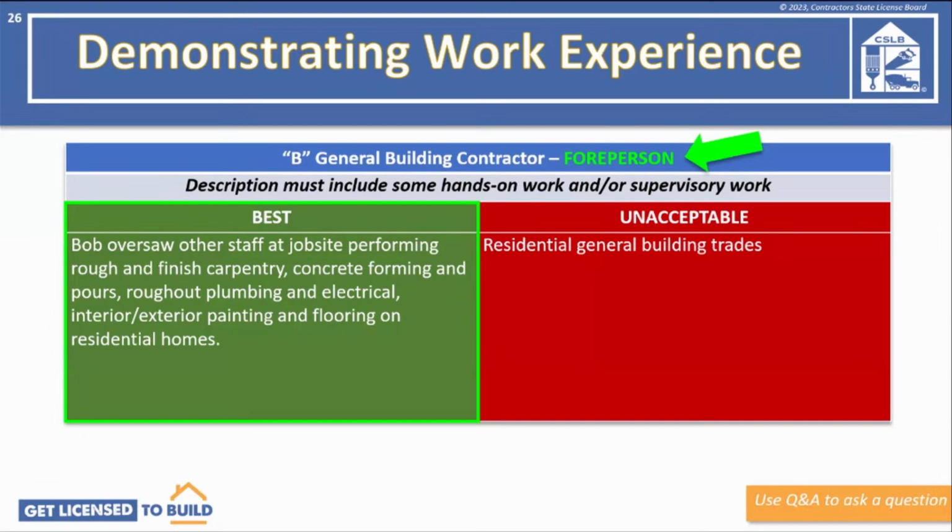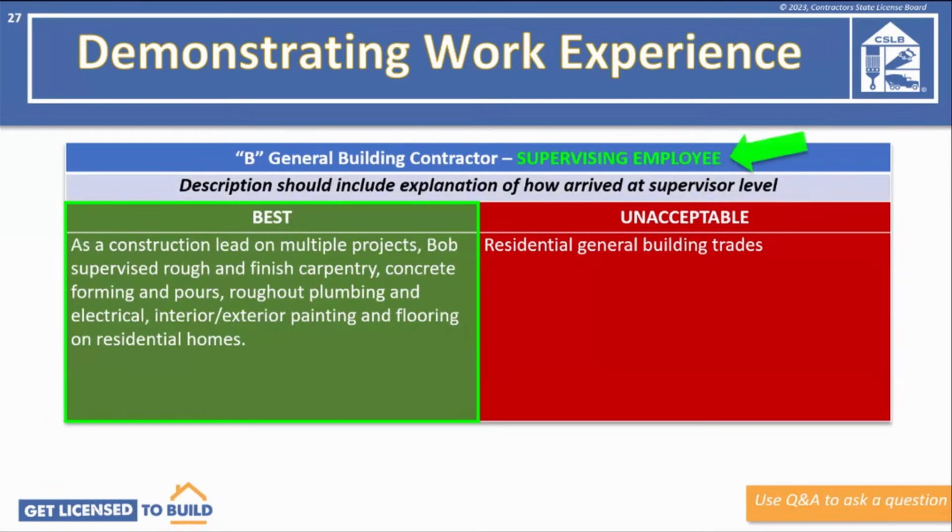For foreperson experience, the description must include some hands-on work and/or the supervisory work. For an example of the best types of description, Bob oversaw other staff at job site performing rough and finish carpentry, concrete forming and pours, rough out plumbing and electrical, interior and exterior painting, and flooring on residential homes. Again, an unacceptable description would be something generic like residential general building trades.